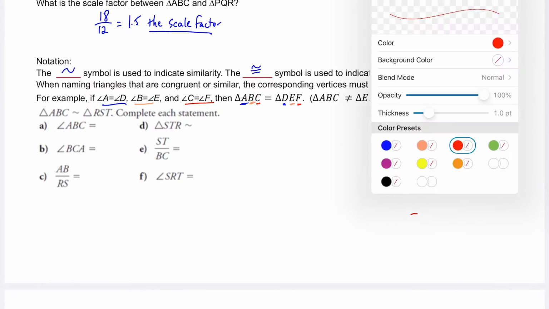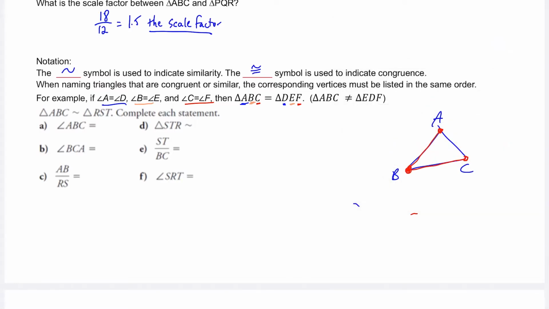Okay, so A, B, C. Let's make sure we get all the order right. So A was R. So we're going to start with R. B was S, and C is T in similarity. Angle BCA, well, B is similar to S, and C is similar to T, and A is similar to R. So we write STR.